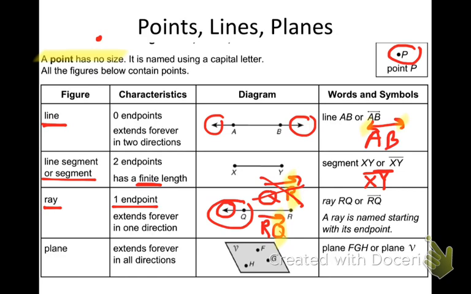That would technically be all right. Again, the key is that the arrow has to match up there. Yep. And then a plane. A plane extends forever in all directions. It is a flat surface and extends forever in all directions.